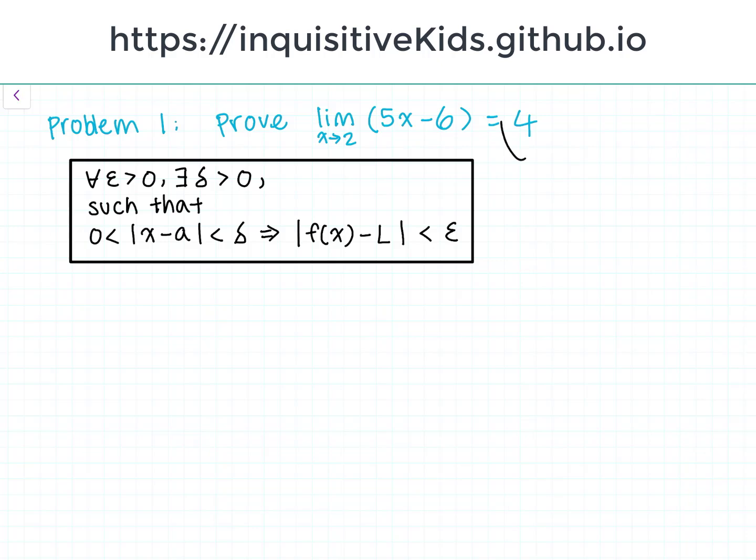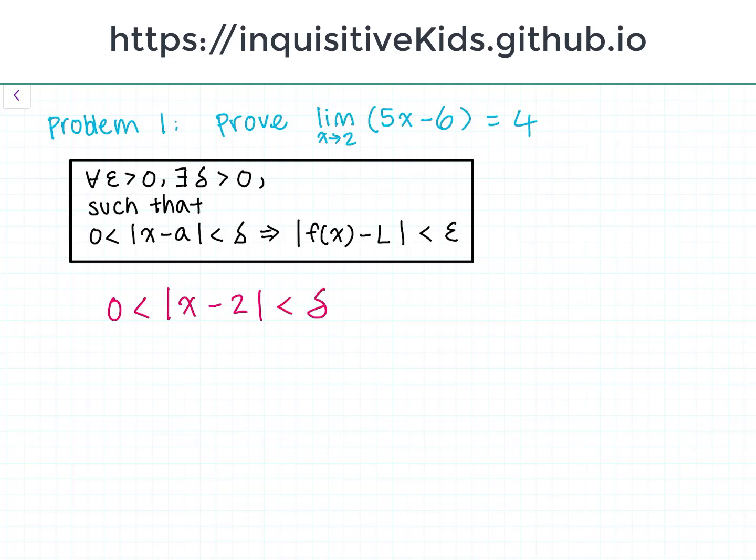The first thing we can do is to substitute 4 and 2 into what we know. So we know that when x is approaching 2, in this case, a is equal to 2. So we know that the absolute value of x minus 2 is less than delta.